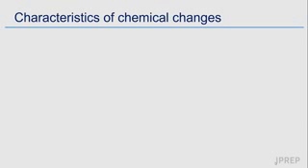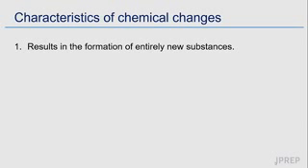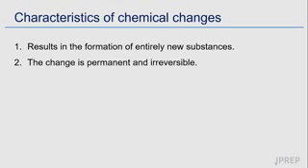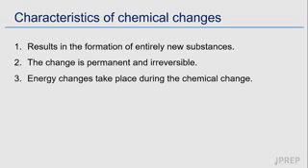Let's look at some of the characteristics of chemical changes. Chemical changes normally result in the formation of new substances. The changes that occur are usually permanent and cannot be reversed. This means you cannot obtain the original substances that were used to create the new substances by any means. Energy changes take place during a chemical reaction. This is because there is a difference in energy when trying to break the old bonds that hold the old substances together. The energy is either absorbed or released during a chemical reaction.